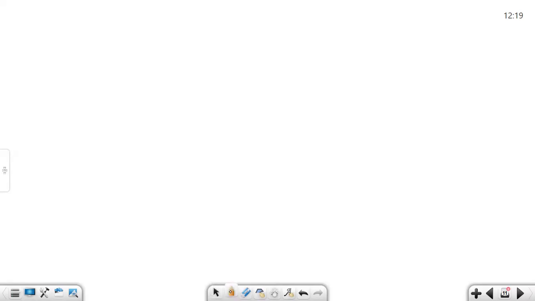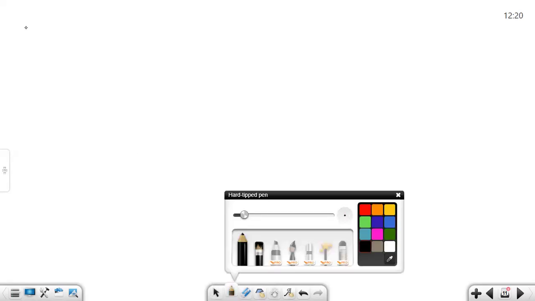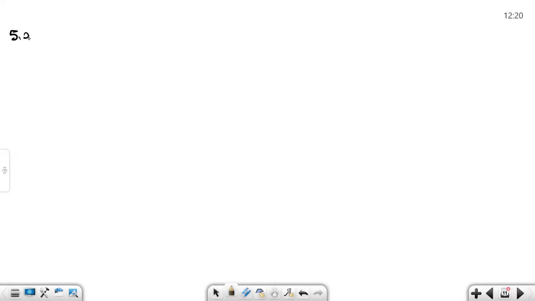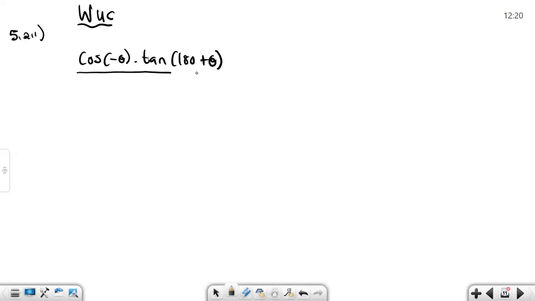Let me show you this. I saw this from one of the past papers. I'm just going to write it down. I forgot to attach it. They said, without the use of a calculator, find the value. The value should be the number: cos negative theta multiplied by tan 180 plus theta, everything divided by 2. Let me just confirm.